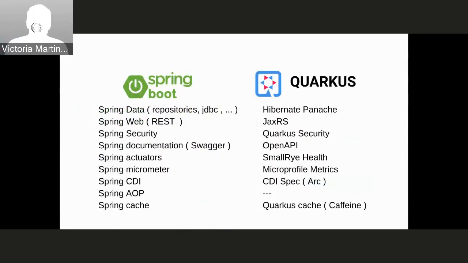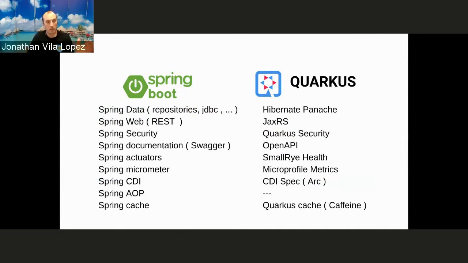So the application being migrated is the SpringBoot Pet Clinic REST. It's not a complex application, but it has most of the things that I was using in previous projects using Spring. So Spring data, web, security, documentation, actuators, micrometer, CDI. Well, AOP, aspect-oriented programming, is not so common, but in this case, it was used for metrics, and also Spring Cache.